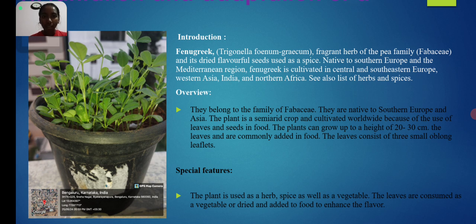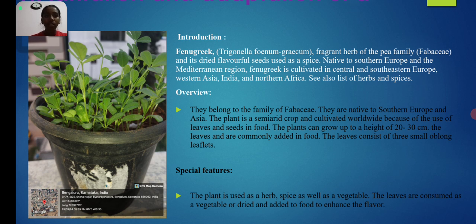Overview of the plantation: they belong to the family Fabaceae. They are native to southern Europe and Asia. The plant is a semi-arid crop and cultivated worldwide because of the use of leaves and seeds in food. The plants can grow up to a height of 20 to 30 centimeters. The leaves are commonly added in food.